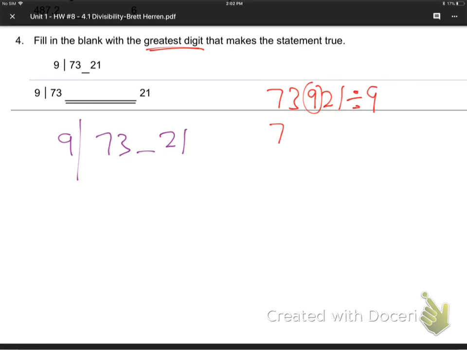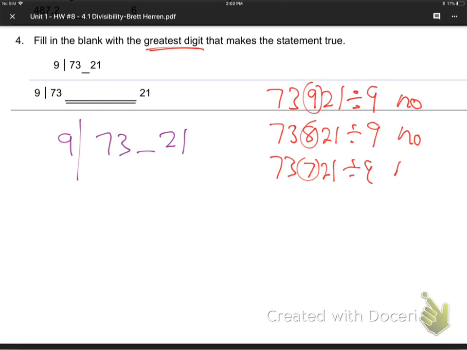You can just take your calculator, since you have your calculator on the test, and simply divide by 9. It's no. The answer is no. Then I would say 7, 3, 8, 2, 1, and the answer is no. Then I would try 7, 3, 7, 2, 1. The answer is no. So it's not going to work till you get to 7, 3, 5, 2, 1. That'll be the one that works.